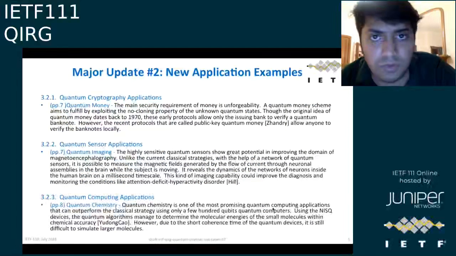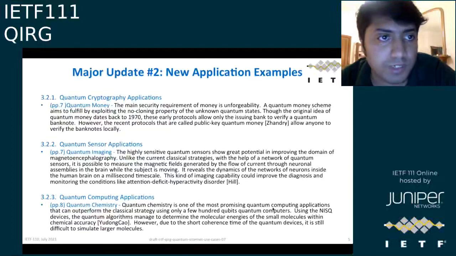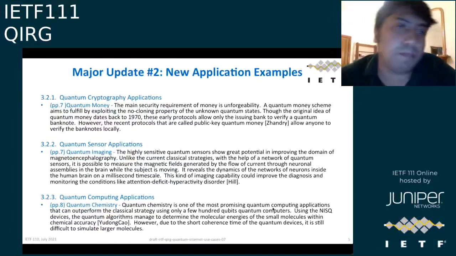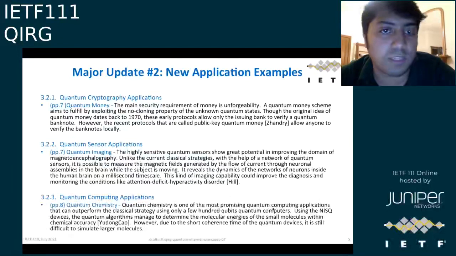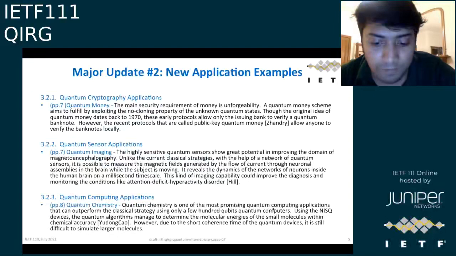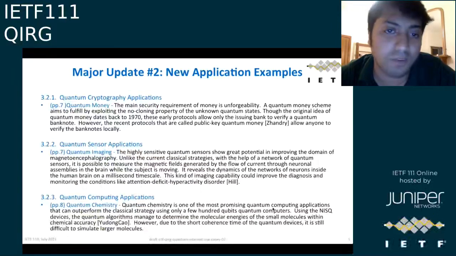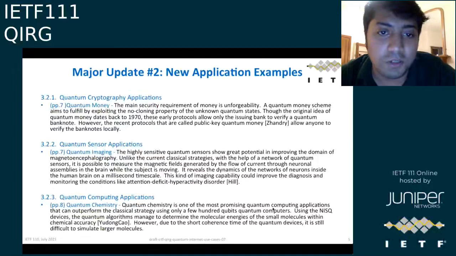Okay, now let's focus on the applications in section 3. In section 3.2.1, we add an application for quantum cryptography. It's called quantum money. Quantum money is one of the first discovered applications of quantum information theory. It was discovered even before BB84. The idea was that, intuitively, at that time there's the no-cloning theorem, I think.